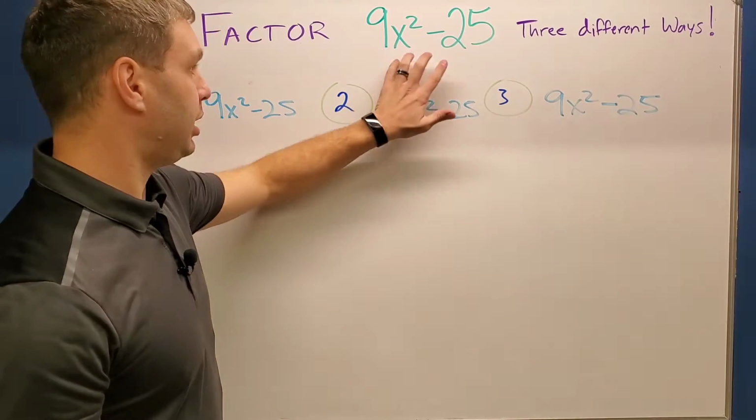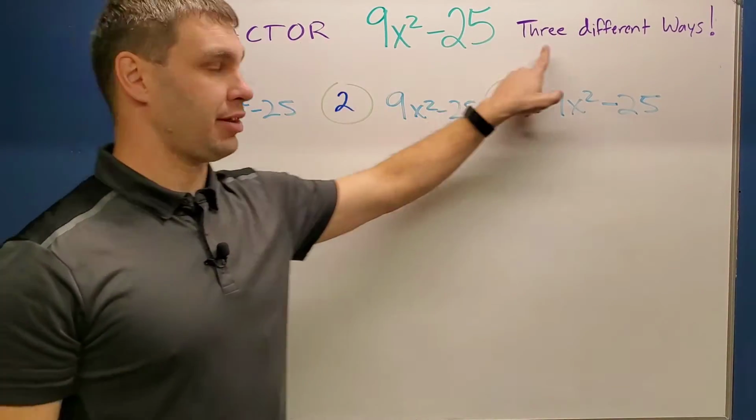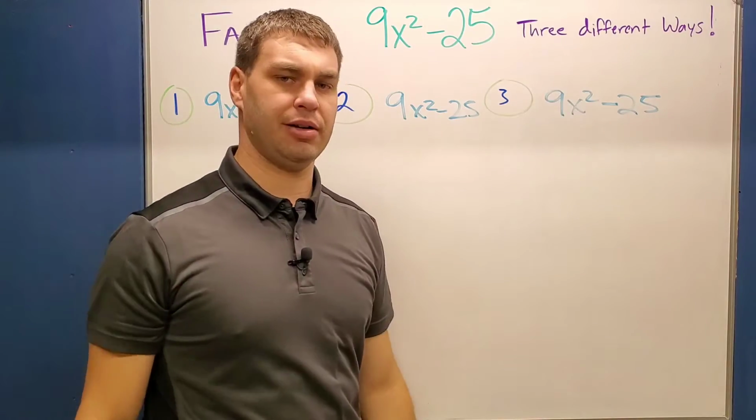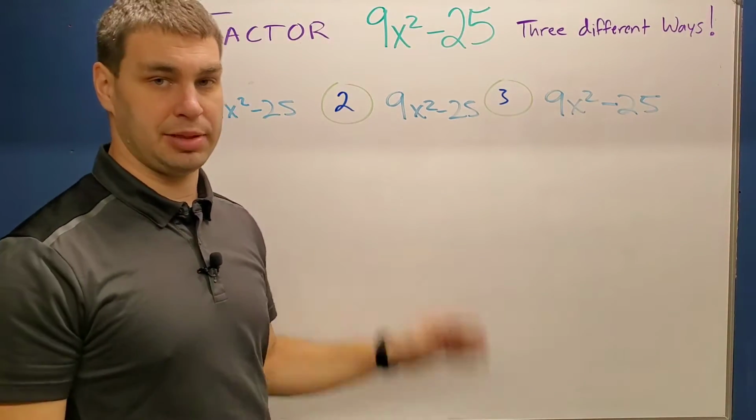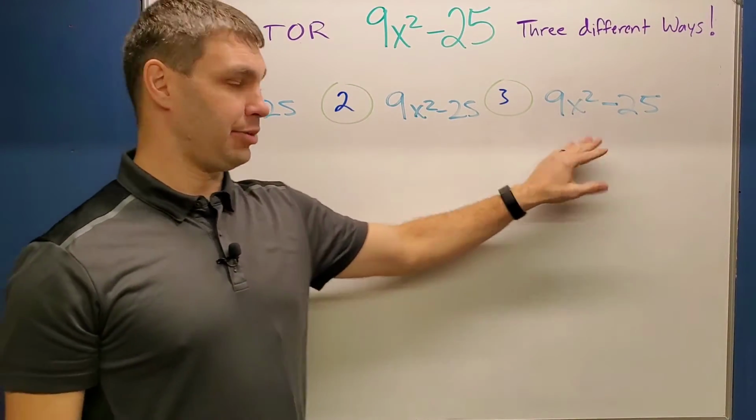Today, guys, we're going to take this problem, 9x squared minus 25. We're going to factor it 3 different ways for you. Sometimes factoring is a little bit hard, so I want to show you some different ways that you can attack a problem like this, and they're going to be these 3 ways here behind me.